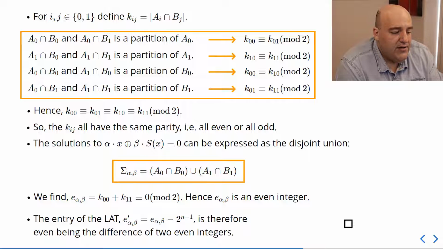So the cardinality of sigma alpha beta, which we've written as E alpha beta, is K00 plus K11. And since those two are congruent mod 2, we know their sum is congruent to 0 mod 2. So that means it's an even integer. So we've proven that E alpha beta is even for every alpha and beta non-zero. And now we're done, because remember, the entry of the LAT, which is E prime, is just E minus 2^(n-1). E alpha beta is even, we just proved that. 2^(n-1) is even because n is bigger than 1. So we've just expressed the entry of the LAT, E prime, as the difference of two even integers. So it's even, and we're done. We've just proven that every entry of the LAT is even.